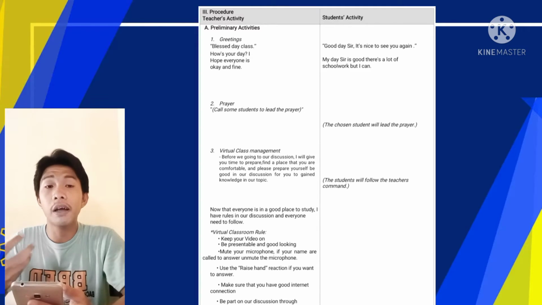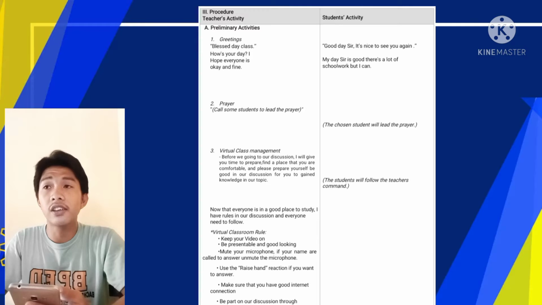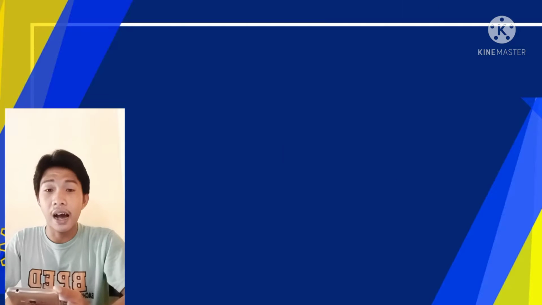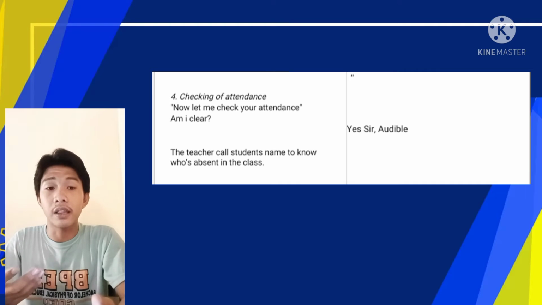In the virtual class management, first I will give my students time to prepare and find a place before our discussion, and I will set the virtual classroom rules. These rules are needed to be followed in our discussion to have a good flow and to avoid problems while I am discussing. Next, I will check the attendance of students to know who is absent. The students need to raise their hands and say present if their names are called.